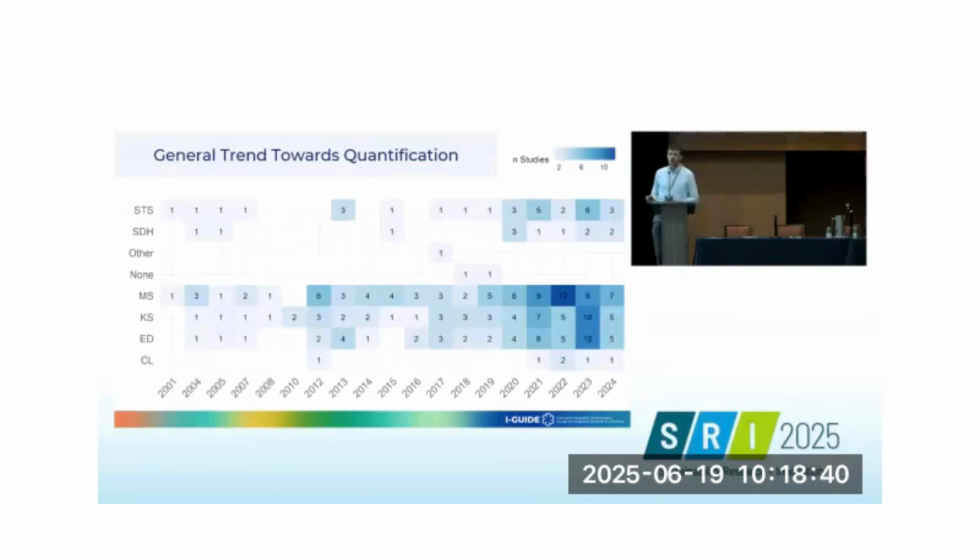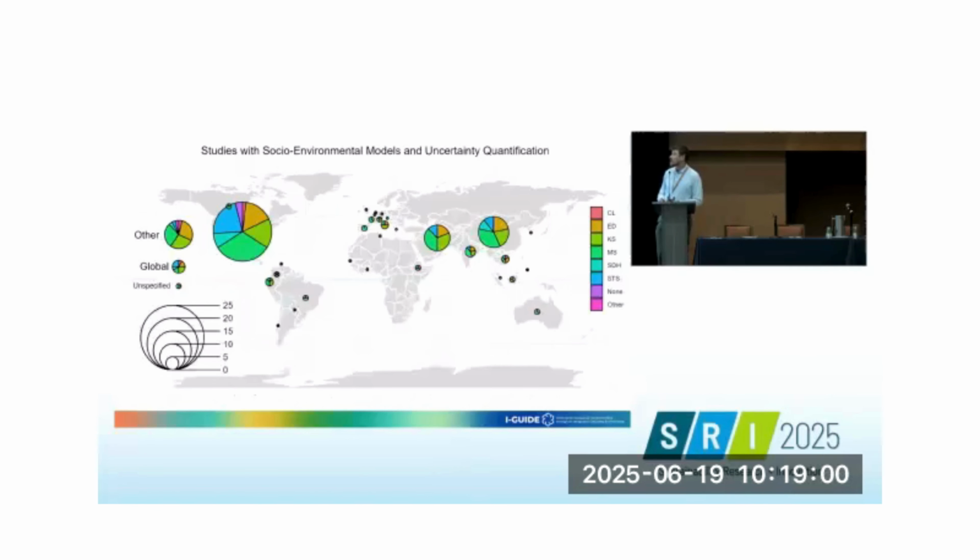We also saw a general trend towards quantification in the literature over time. So this might not have been as common in the early 2000s. We also just didn't have as many papers that did quantify their studies. But as we move forward in time, more and more studies were quantifying their approaches to uncertainty. So this proves a good trend in the literature about thinking of uncertainty in CHANS modeling.